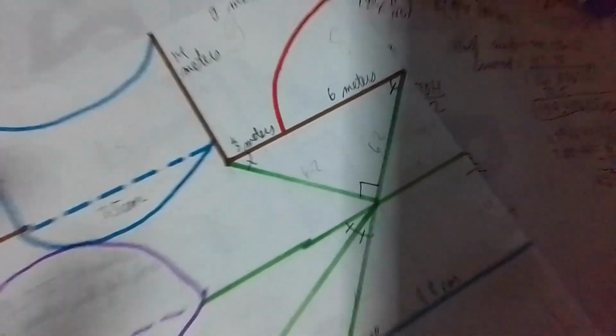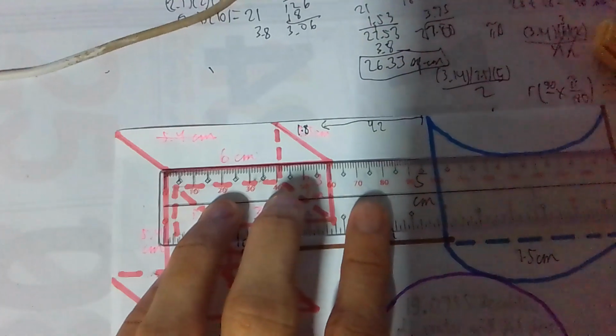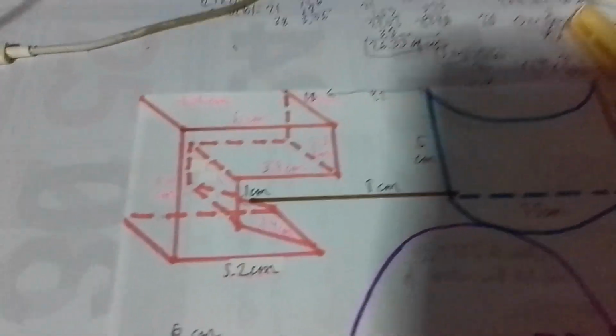Ang 2.3 ay dito. Wait lang, dito. And then 6 centimeters is here. Okay? So yun lang. Now, all we need to do is to solve for the area of each. Okay?